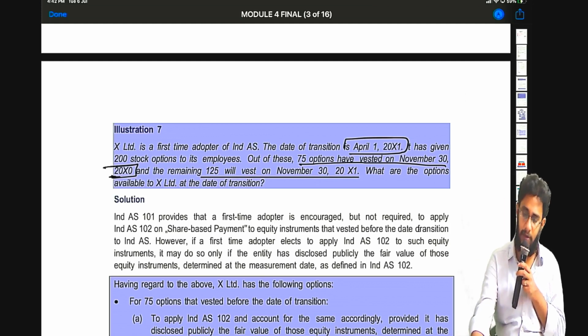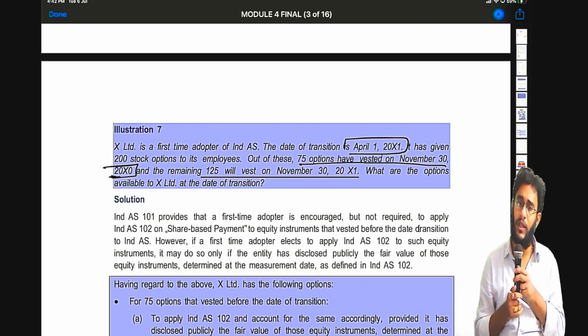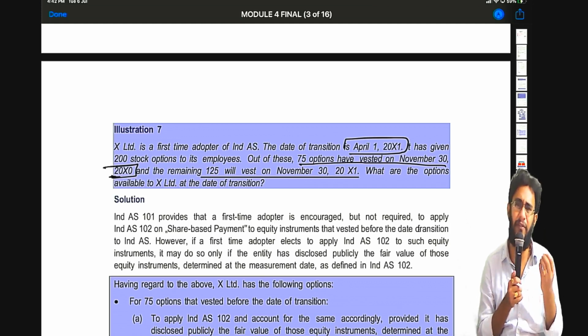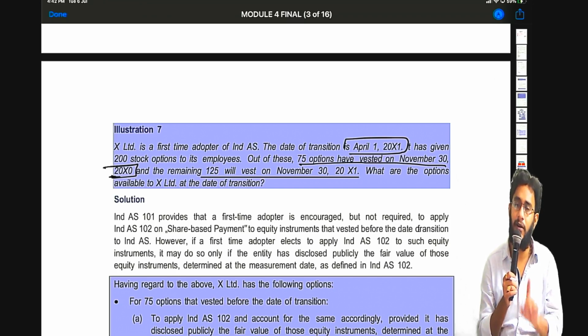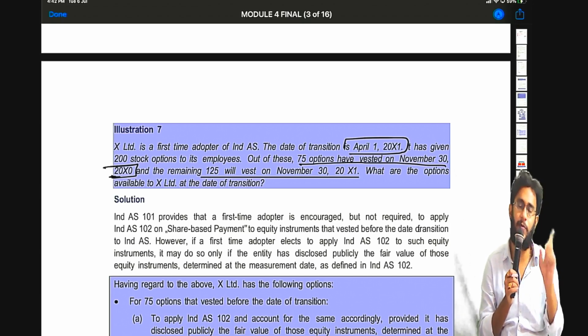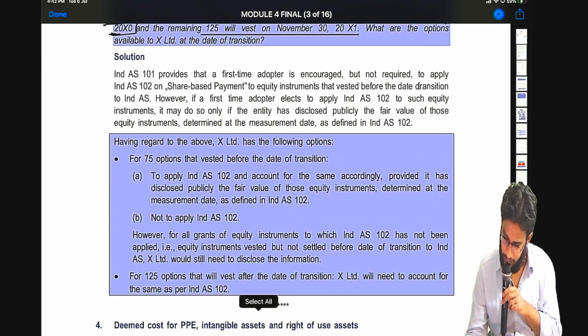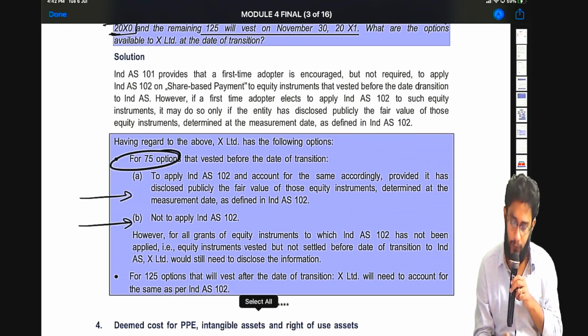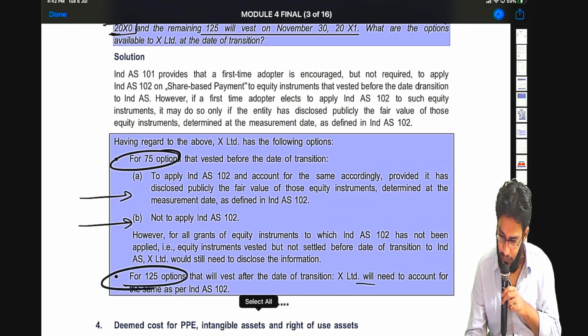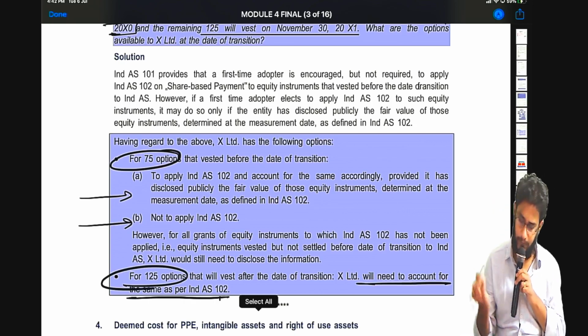What are the options available to X Limited on the date of transition? Total 200 options, 75 already vested. For the 75 vested options, choice number one, don't do anything. Choice number two, do a retrospective accounting as per Ind AS 102, provided you have disclosed the fair value of such equity instruments publicly. In relation to the 125 options, you don't have a choice. You have to compulsorily apply Ind AS 102 retrospectively. So for 75 options, you have two choices: apply 102 or not apply 102. For 125 options, we need to account as per Ind AS 102.